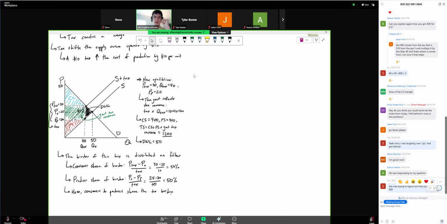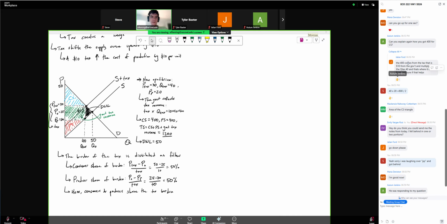All right. Can you explain again how you got 400 for CS? So look at this graph here. CS is the area of the triangle, the area between the demand curve and the price paid by consumers up to the quantity of units purchased. And so the area of this triangle right here is the base 40 times the height 20. So I think it's exactly what Steve said. 40 times 20 is 800 divided by 2 is 400.